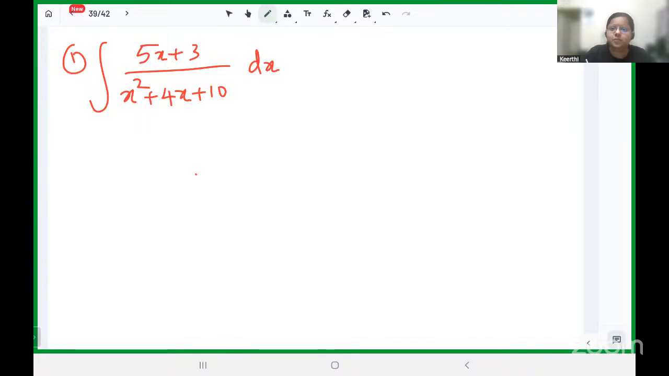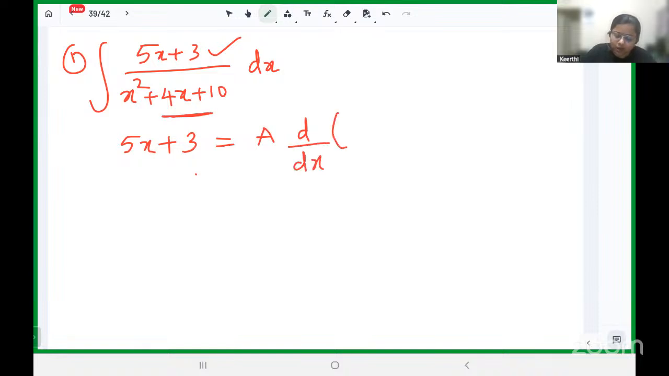So first we have to make the substitution, and what is the substitution? We have to make a substitution for the numerator 5x + 3. 5x + 3 is equal to some constant a times d by dx of the denominator. What is the denominator here? x² + 4x + 10. That is the denominator, plus a constant b.